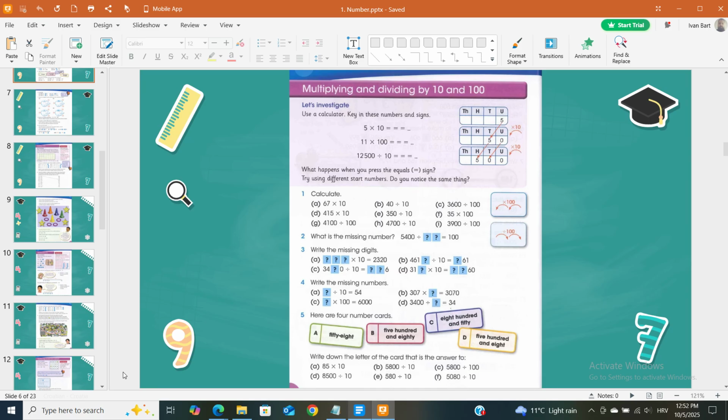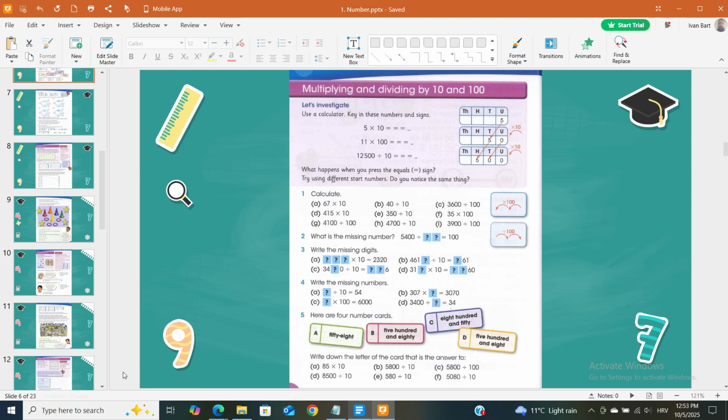3. Write the missing digits. (A) ? ? ? times 10 equals 2,320. (C) 34 times 10 equals ?